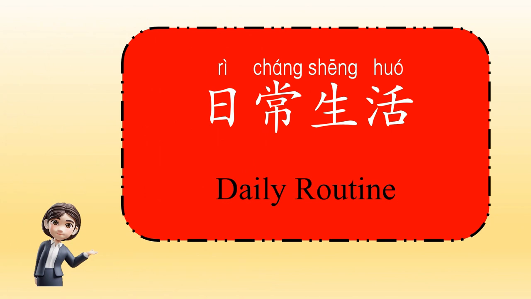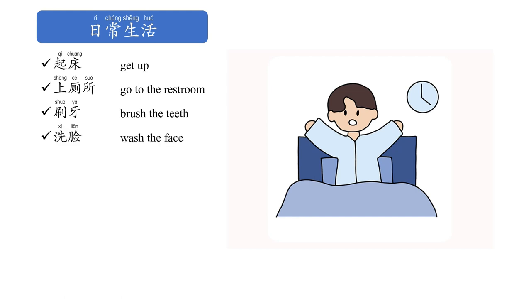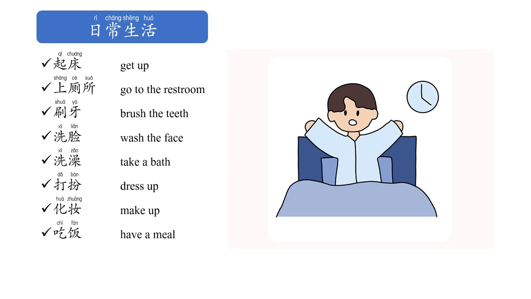日常生活, daily routine. 起床, to get up. 上厕所, go to the restroom. 刷牙, brush your teeth. 洗脸, wash the face. 洗澡, to take a bath. 打扮, to dress up. 化妆, to make up. 吃饭, to have a meal. 上床睡觉, to go to bed.